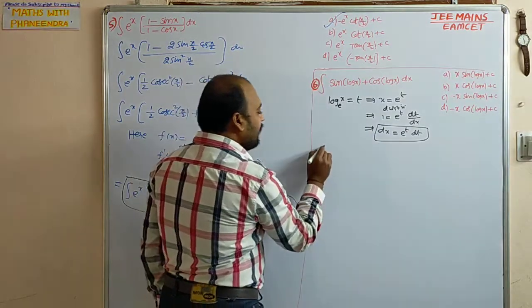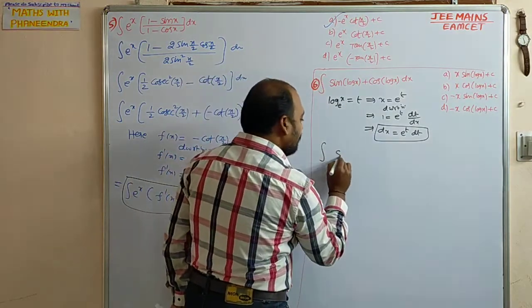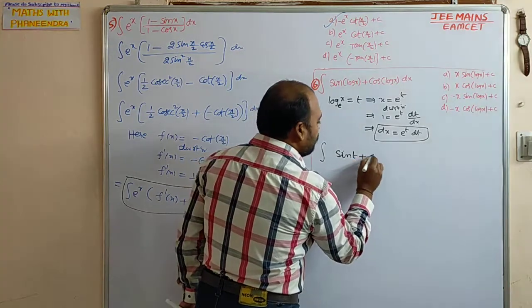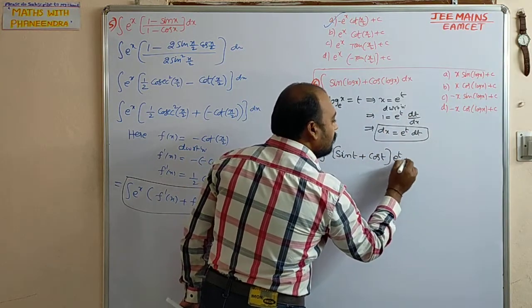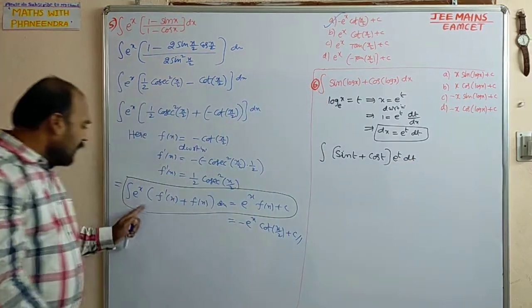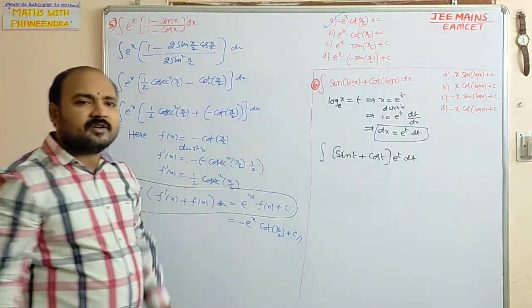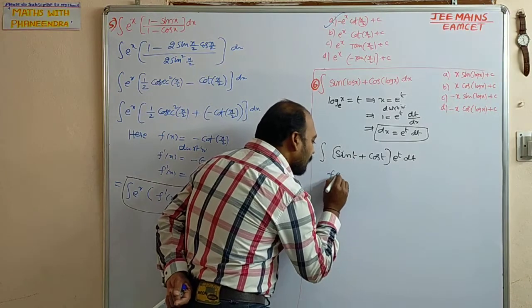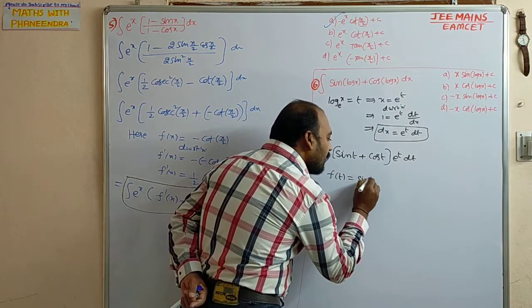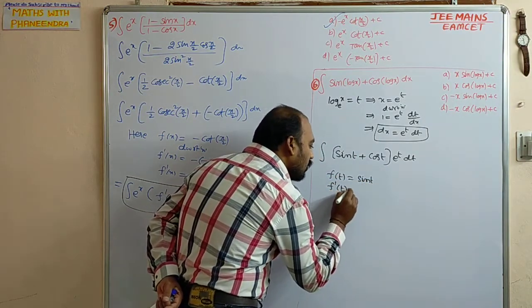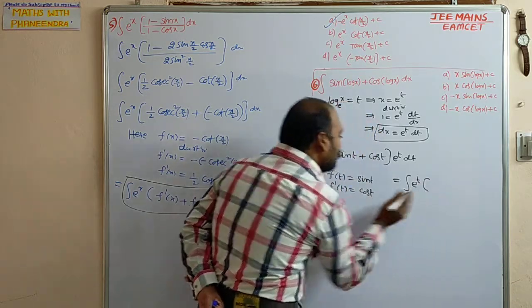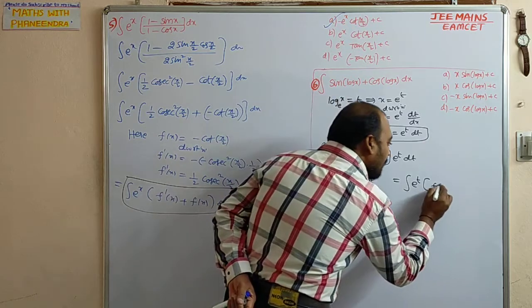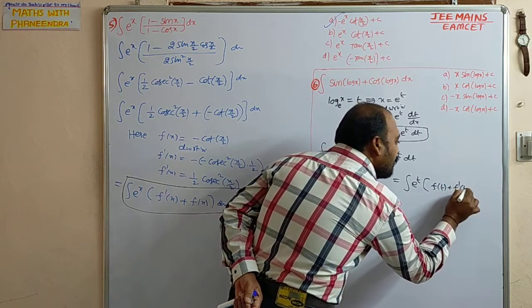So therefore, the given integral will become sin t plus cos t into, in place of dx, e power t dt. Is it in this form of integral e power x into f of x plus f dash of x or not? See, among these, f of t is equal to sin t and f dash of t is equal to cos t. So we can write it as integral e power t into f of t plus f dash of t into dt.